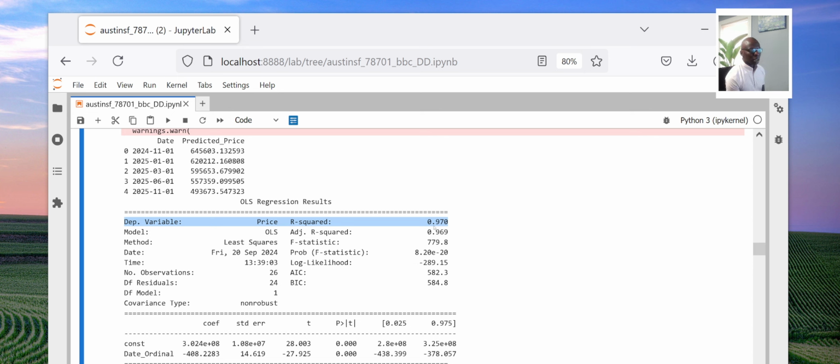And even furthermore, if we take a look at the F statistic, both in the model as well as the individual predictors, the date original, what we can see is that they're both statistically significant with very low p-values, which indicates very strong evidence that the date original does affect prices.